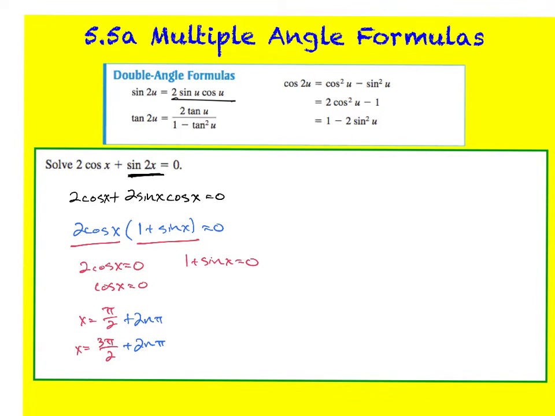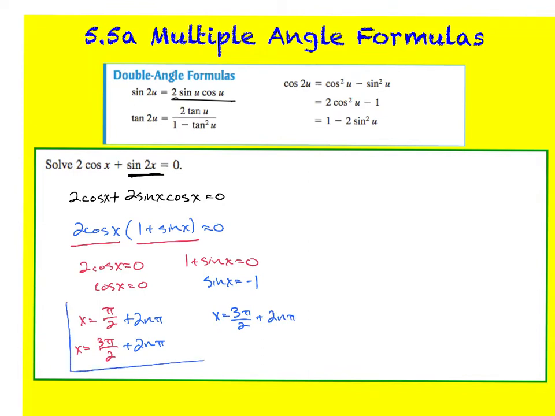All right, let's look at this next one. I have 1 plus sine x is equal to 0. So this is really when sine x is equal to -1. So when does sine give me -1? At 3 pi over 2. So x is equal to 3 pi over 2. Again, it doesn't have any domain restrictions, so I say plus 2 n pi.